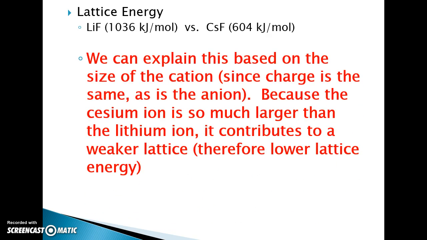Okay, so we can explain this based on the size of the cation. The charge of each ion is the same, as is the anion. Because the cesium ion is so much larger than the lithium ion, it contributes to a weaker lattice, and therefore lower lattice energy.